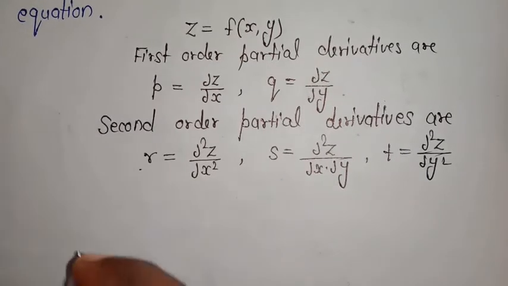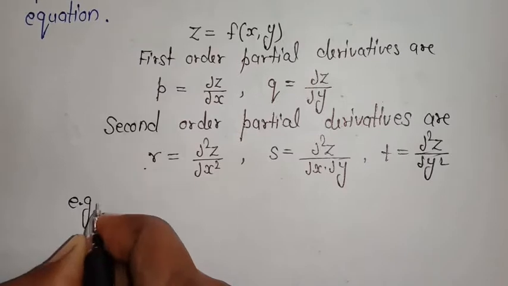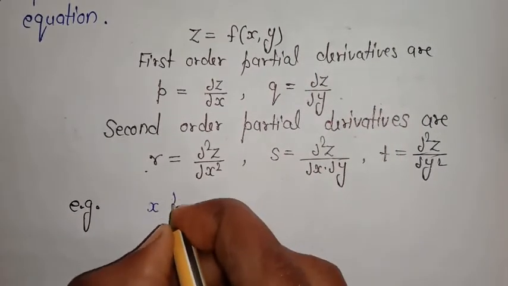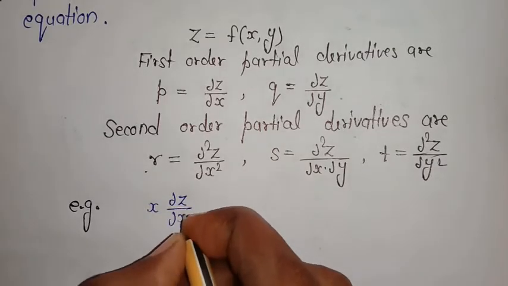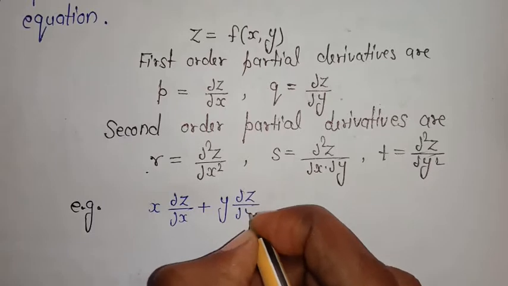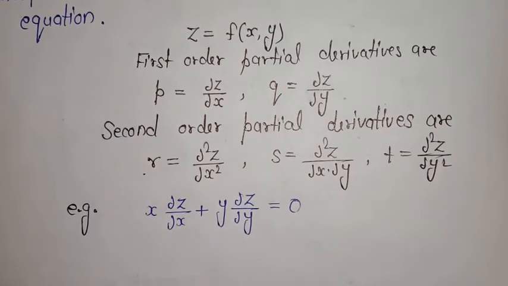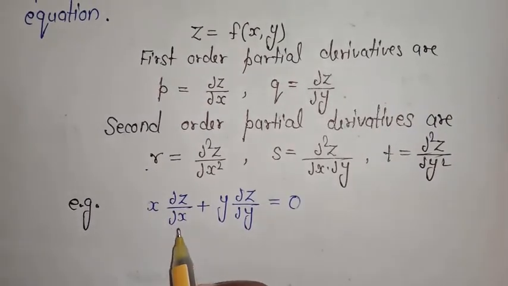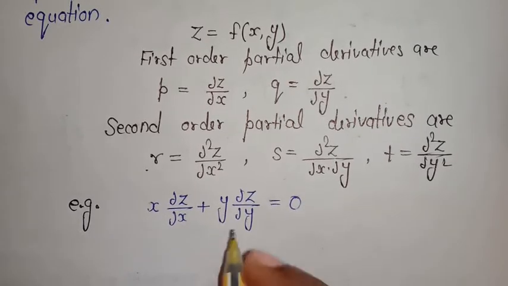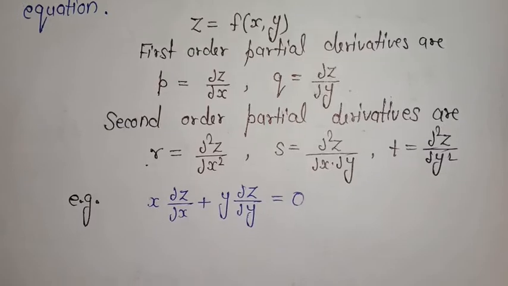Now I will take some examples of partial differential equations. If we take the example x ∂z/∂x plus y ∂z/∂y is equal to 0, this is a partial differential equation since it involves the first order partial derivatives and the independent variables. So this type of equation is known as a partial differential equation.